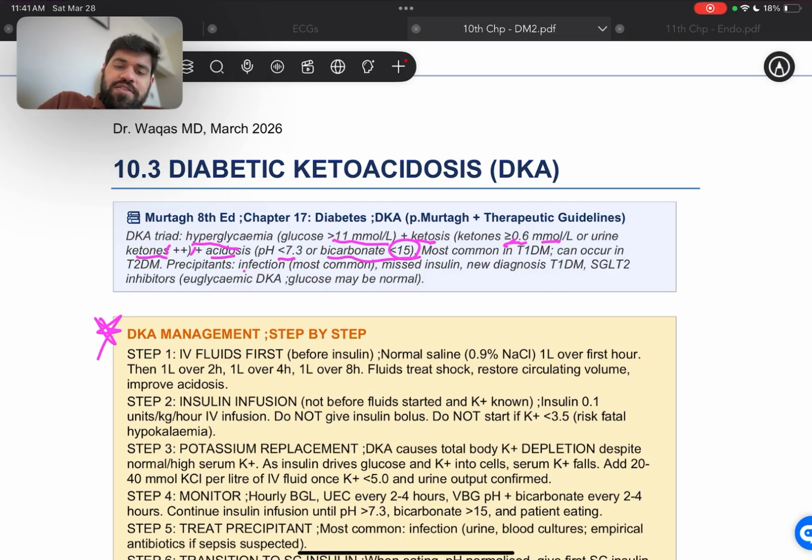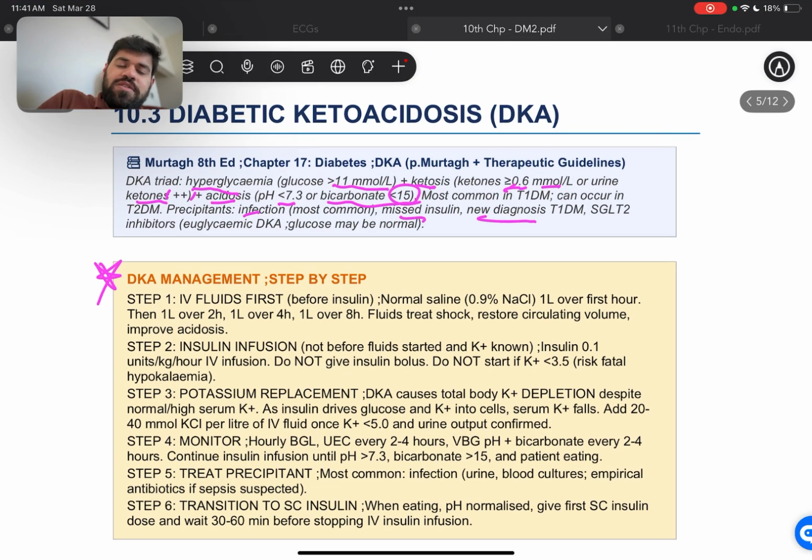Precipitants are infections, any type of stress, missed insulin, new diagnosis of type 1 diabetes, or SGLT2 inhibitors. All right, because they can also cause something known as euglycemic DKA, where the glucose may be normal.